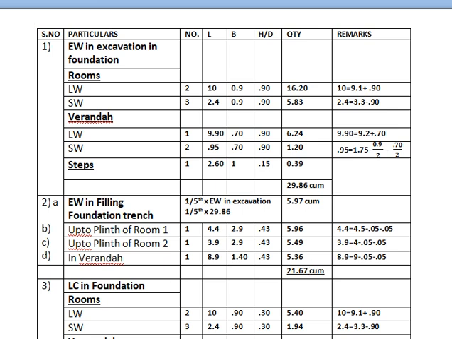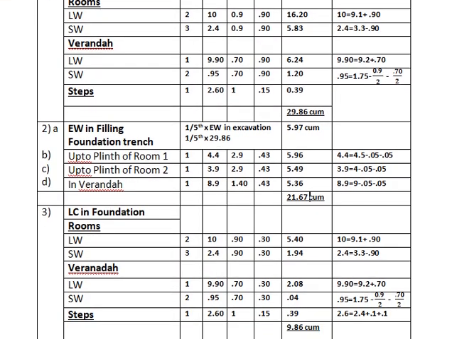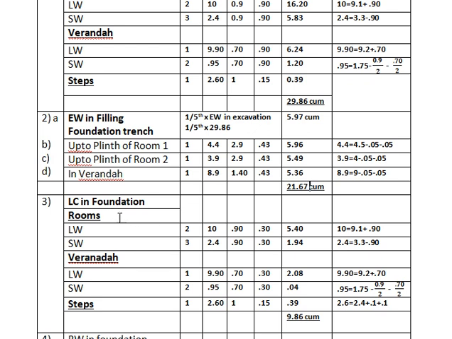Now talking about the third thing, that is lime concrete in foundation for rooms. You follow the same procedure as you have proceeded in the past. For the long walls here 2, and the short walls here 3. You know how to calculate the length, and all this is mentioned in your plan.